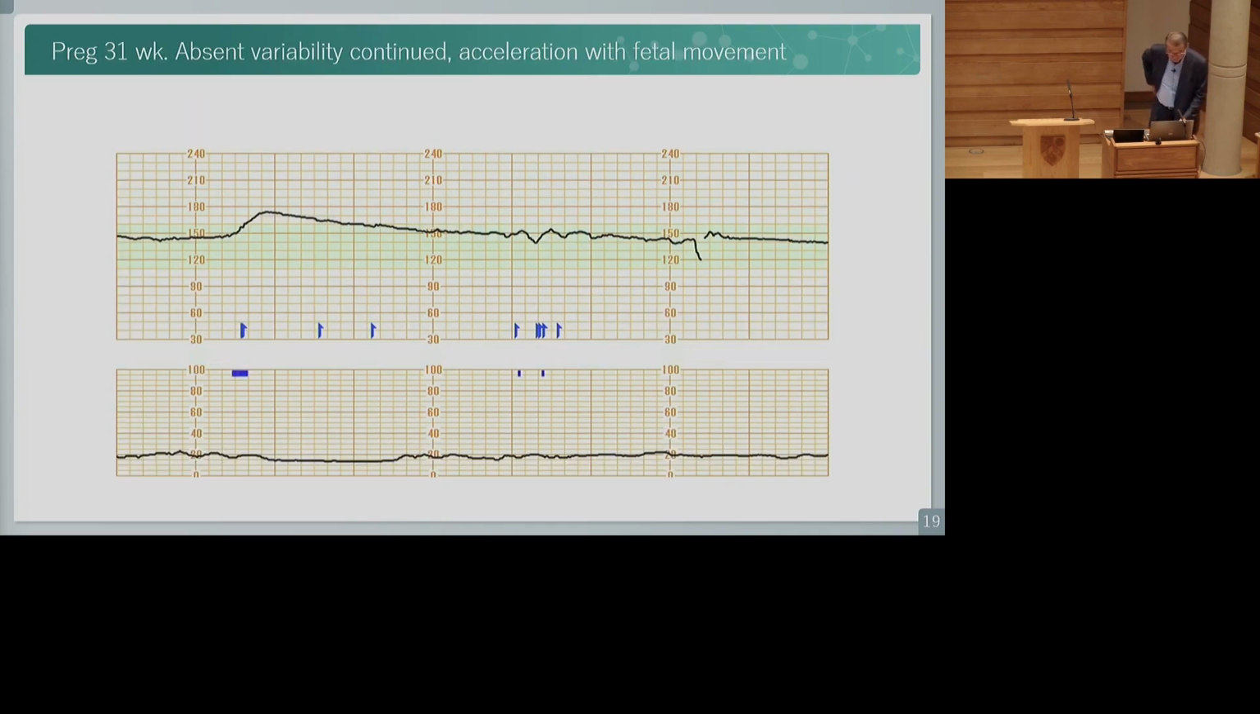One week later, variability remained absent. However, acceleration associated with the fetal movement was still present. This unusual pattern suggested preserved movement but impaired neural regulation of variability.